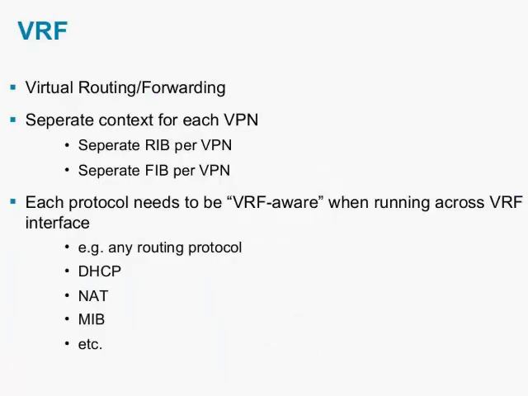So VRF, as said earlier, is virtual routing and forwarding, which builds its own RIB and FIB tables, and each VPN customer belongs to one separate VRF. Now, because each VPN customer belongs to a different VRF and has their own routing table, services like DHCP, NAT, or even routing protocols should be VRF aware. A lot of development has been done on this front, and these services are now VRF aware.